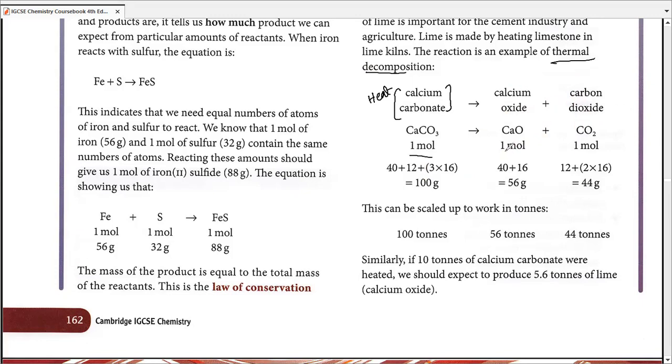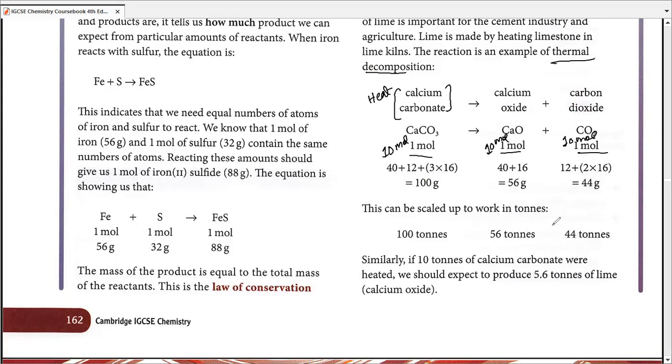Now, 1 mole of this produces 1 mole of this and this, right? If I have 10 moles of this, how many moles of calcium oxide and carbon dioxide am I going to produce? 10 moles. Right, 10 moles each. 10 moles of this and 10 moles of this, right?